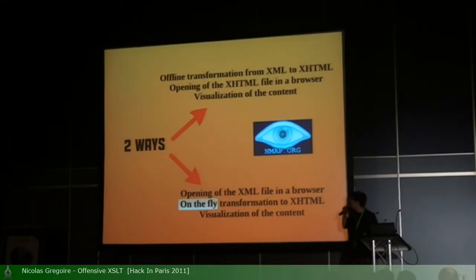Second way to do the same thing, you directly open the XML file in a browser. And then you get on-the-fly transformation to HTML or XHTML, and then you can visualize the same content. The magic thing is that we get on-the-fly transformation, so we were able to trigger the XSLT engine inside the browser and get our code executed inside the browser.